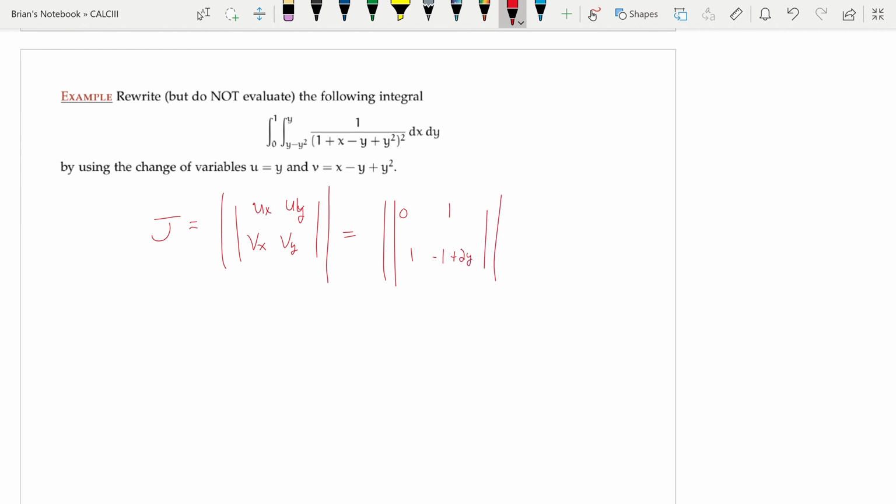Take the determinant of that, we'll get the absolute value of 0 times -1 plus 2y minus 1, which is equal to -1, the absolute value, which is equal to +1. Perfect. So that means that du dv is still equal to dx dy. So we don't have to do any conversions, which is really nice.